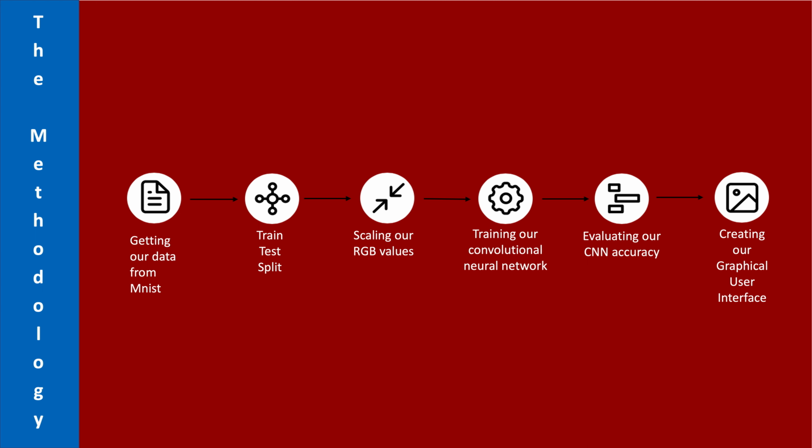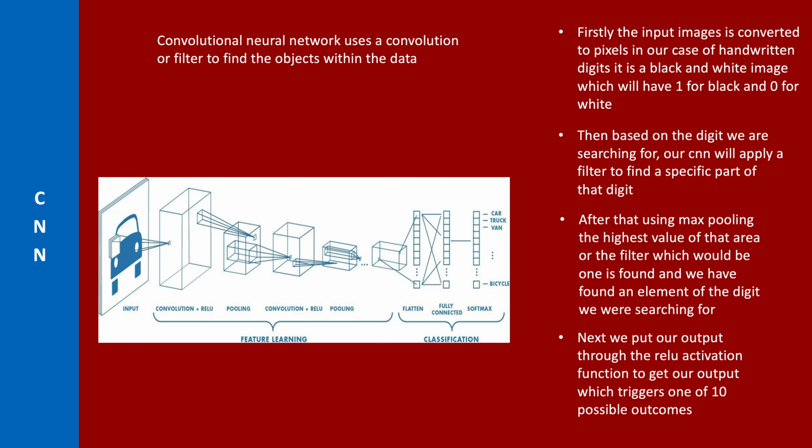So how does a convolutional neural network work? First, the input image is converted into pixels, each and every pixel, and then the pixel values are scaled. Scaled means they are divided by 255, as that is the maximum value possible. So the RGB value for black is 255 and for white is 0. By dividing all values by 255, we will end up with the black pixels converted to 1s and the white pixels converted to 0s.